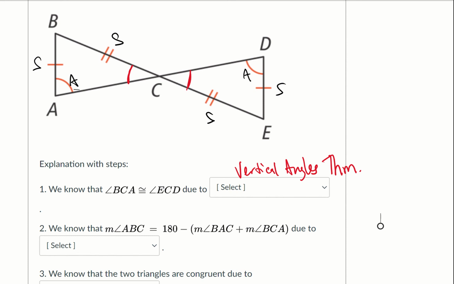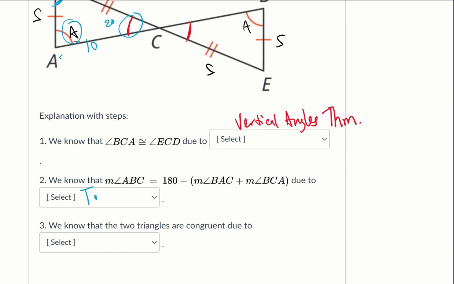We also know that we can get this angle right here, ABC, because if we know BAC, so if we know this angle and then we know this angle, then we can add them together and then subtract it from 180, right? So if we knew that this was 10, this is 20, then to get that, we'd have to do 180 minus 10 minus 20, which is going to be 150. So we can get this using the triangle angle sum theorem.